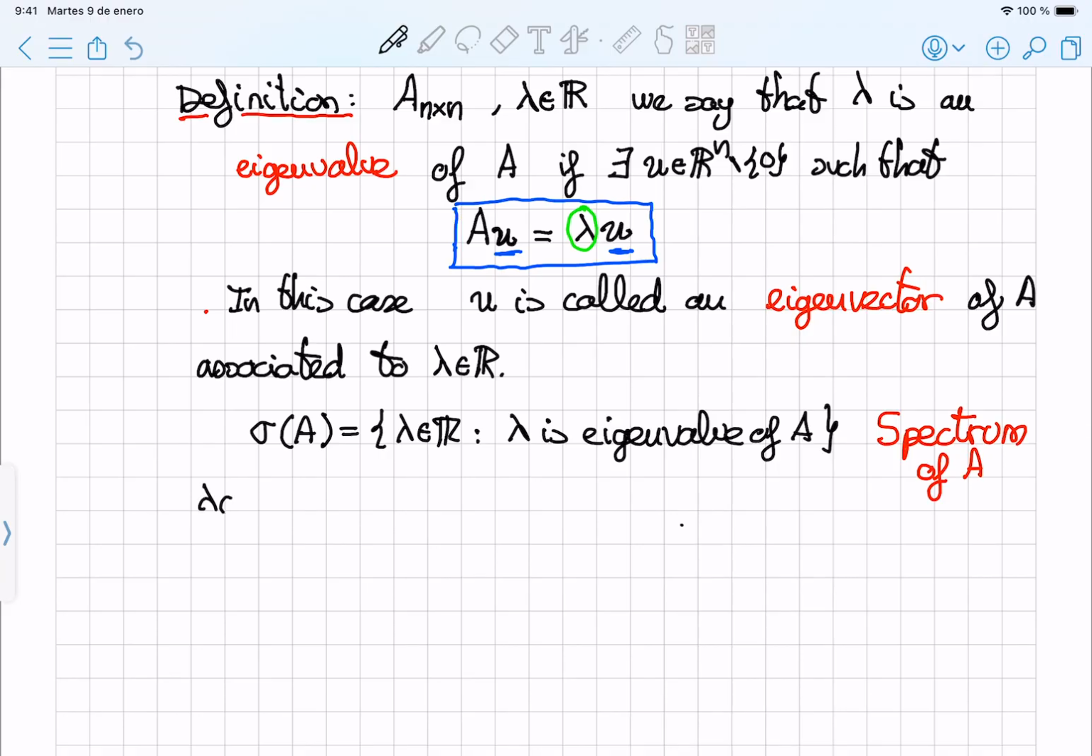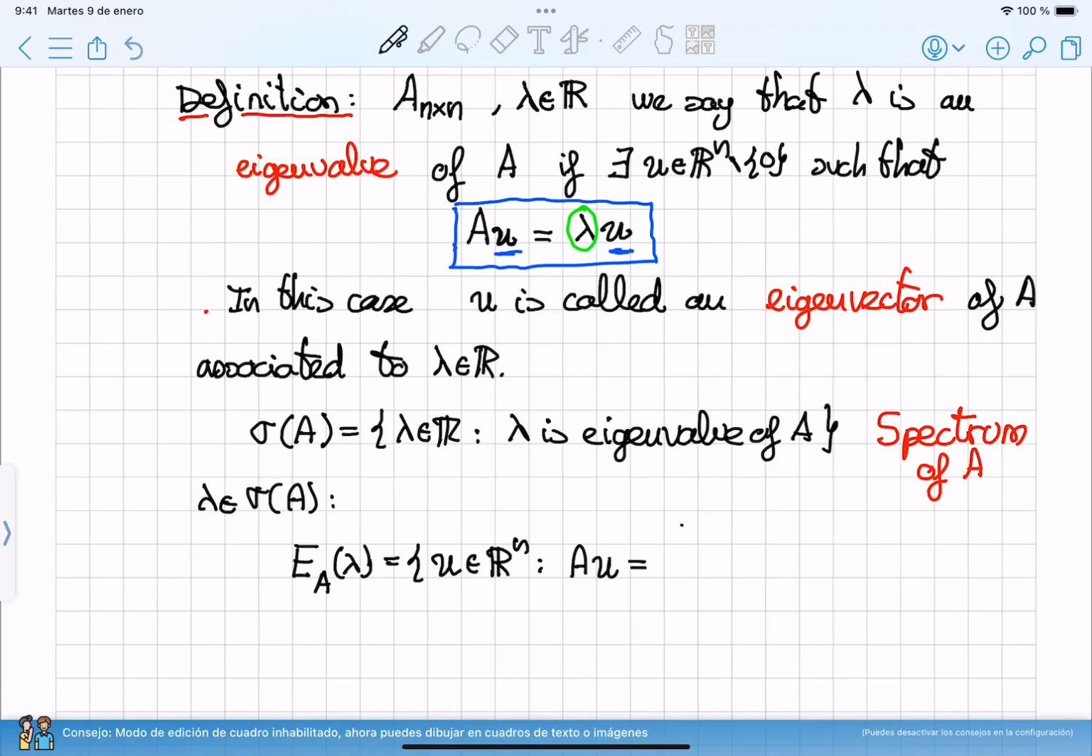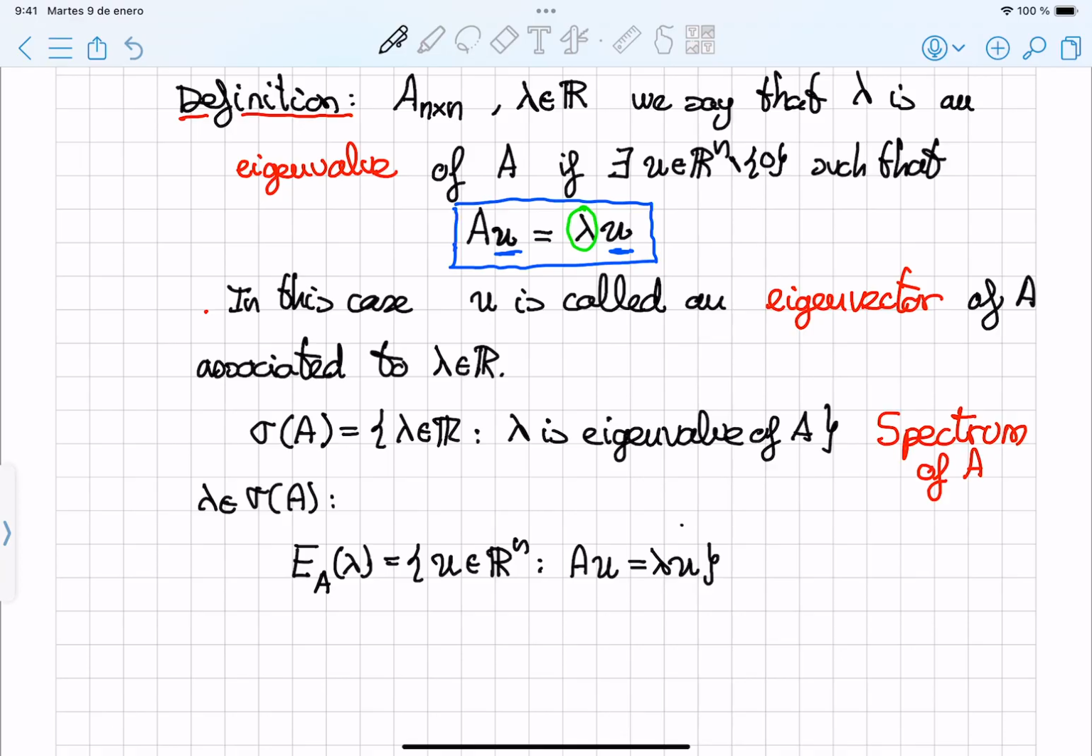Given a number in the spectrum, so given a number which is an eigenvalue, I can pick all the eigenvectors. So we can define the set E sub A of lambda, which is the set of vectors u in Rn, such that Au equals lambda u. So this is the eigenvectors of A associated to lambda, and also the zero.